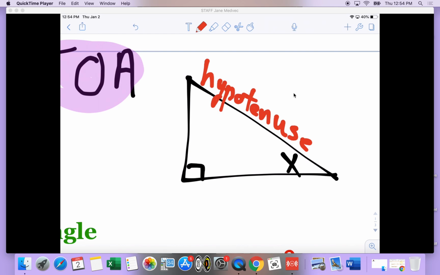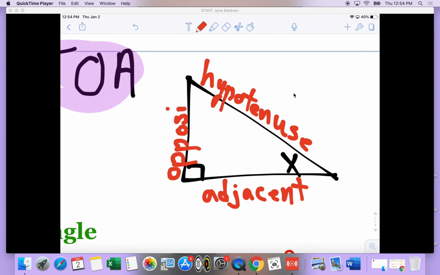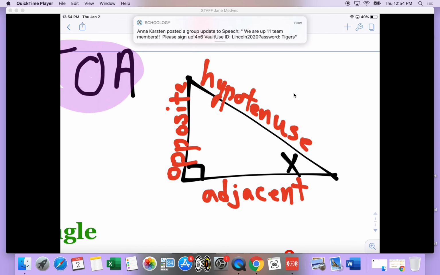Okay. Now, if I look primarily at the angle x, the side that's right next to it, this is called adjacent. Adjacent or next to. Notice that it's touching angle x. On the other side that is not named, that's considered the opposite. So if that's the angle that I'm looking at in particular, those are the sides that are labeled accordingly. Questions?